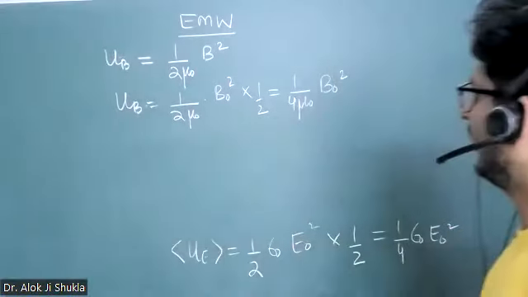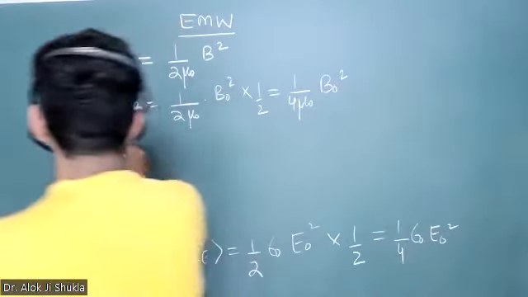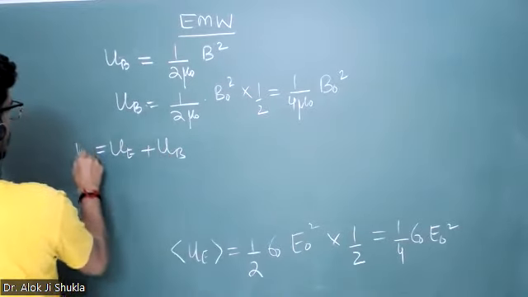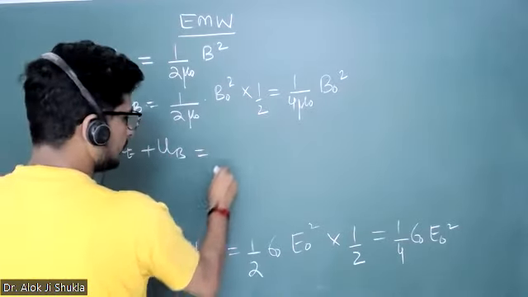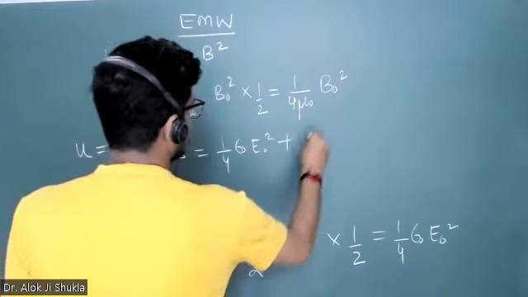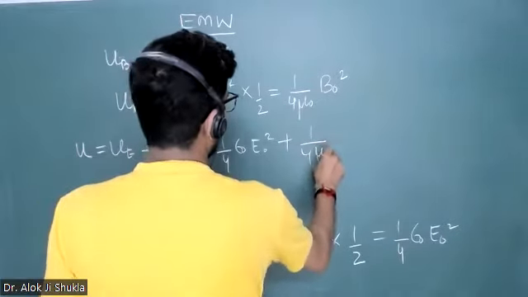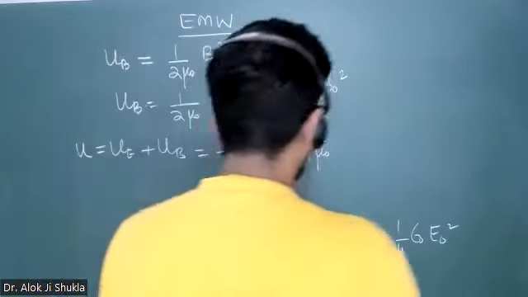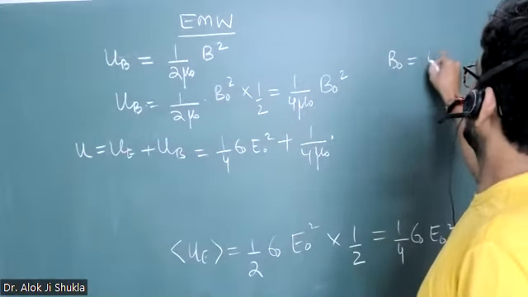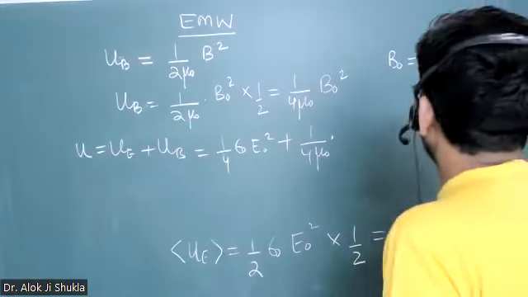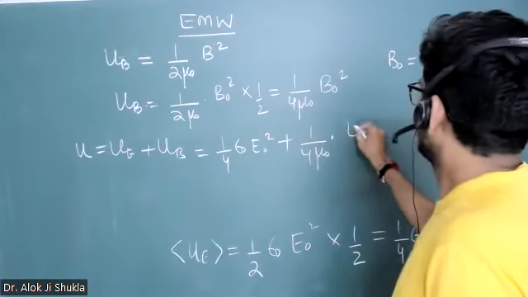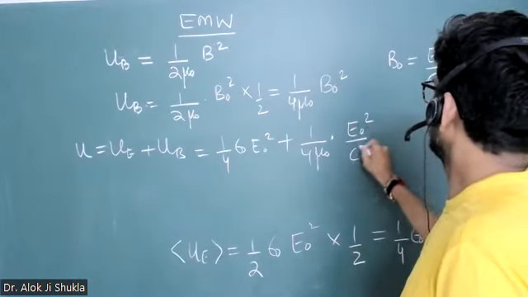Okay. And when you want to calculate the total energy density, that is UE plus UB, let us write it as U. So it will be equal to 1 by 4 epsilon naught E naught squared plus 1 by 4 mu naught B naught squared, and you know B naught will be E naught by c in vacuum. So this will become E naught squared by c squared.